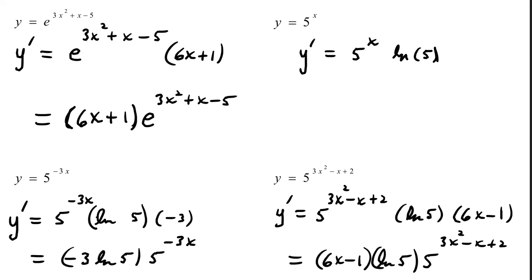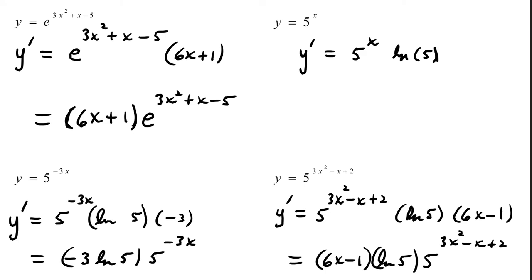Our original function is 5 to the 3x squared minus x plus 2. Taking the first derivative, we make an exact copy of our function, times the natural log of the base number, times the derivative of the exponent, which is 6x minus 1. Rearranging if you want to, this would be your first derivative.